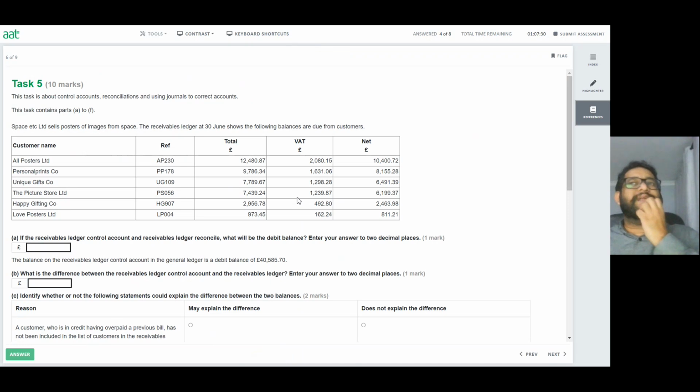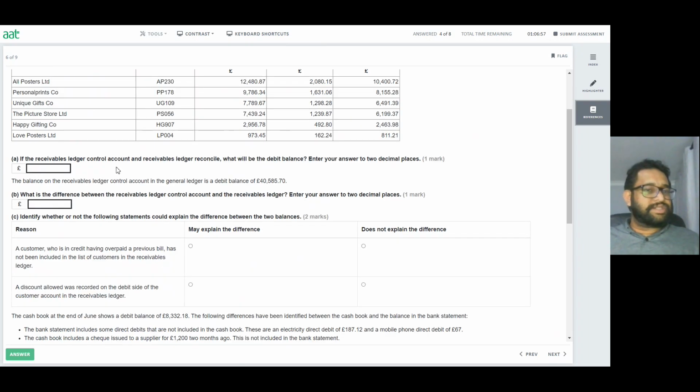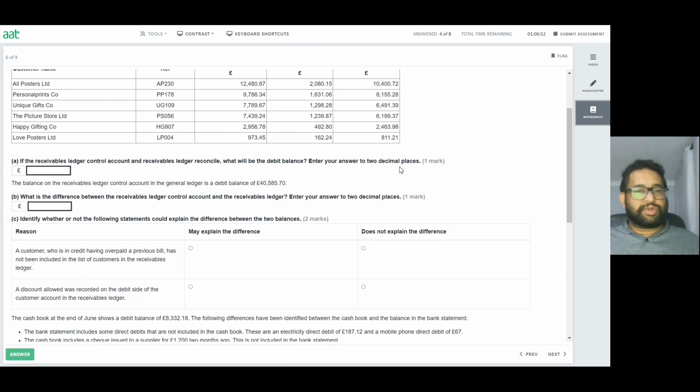I don't need the reference anymore. Let's see what's your next question. So here they've been given these tasks about control accounts, reconciliation, and using journals to correct accounts. This task contains parts A to F. Space Limited, ETC Limited, sells posters of images from space. Oh, nice. The receivables ledger at 30th of June shows the following balances due from the customers. So you have seen all the customer names there, amount, and the total. Then obviously their codes. If the receivables ledger control account and receivables ledger account reconcile, what will be the debit balance? Enter the answer to 2 decimal places.